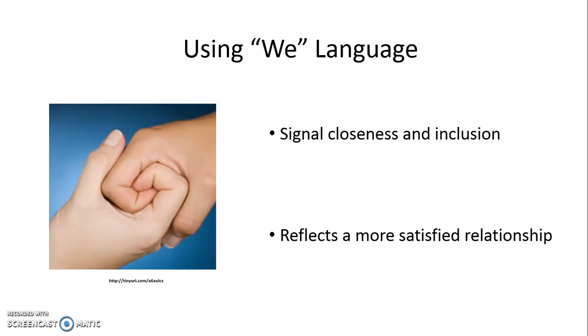At times, it's even important to think about not just using I language, but using we language. We language signals closeness and inclusion. It's going to reflect a more satisfied relationship. I remember a few semesters back, I had a student, and she was talking about her boyfriend that she had been dating for 3 years. And she said that when she talked about the relationship, she always used we. We should do this one day. We should go here. We should buy this. We should consider that. But when he talked about his future, it was always, I'm going to do this. I'm going to do that. And it concerned her that she was using we language and that he was using I language.